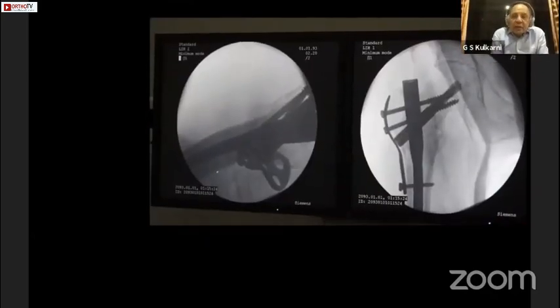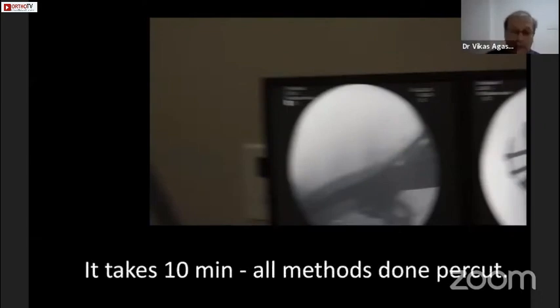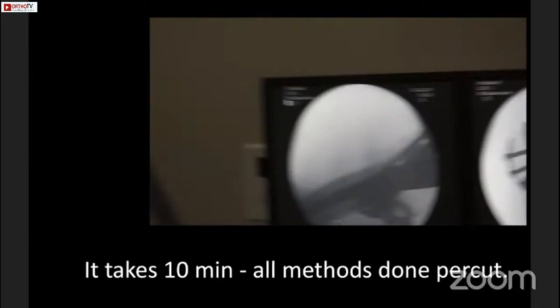This is done percutaneously, the plating also percutaneously, and the whole thing is a percutaneous fixation. Yes, now you tell. Whatever circlage you have passed is essentially to get excellent reduction, a good receptacle so that you can pass a nail. So there is no dispute about that. Right. We are all fine. Whether to add a plate or not is a question. It takes 10 minutes, so all methods done percutaneously.